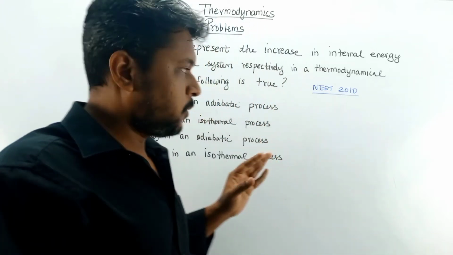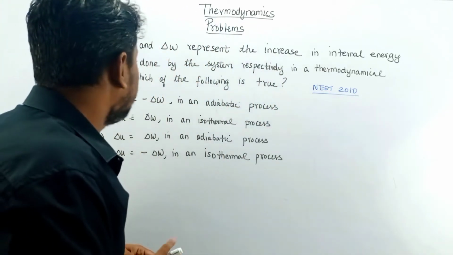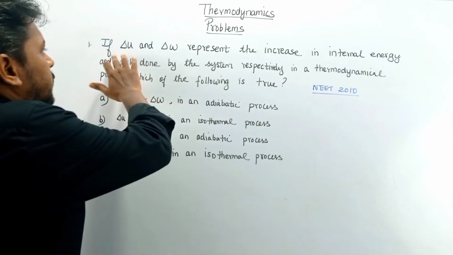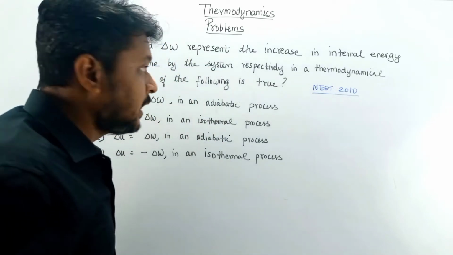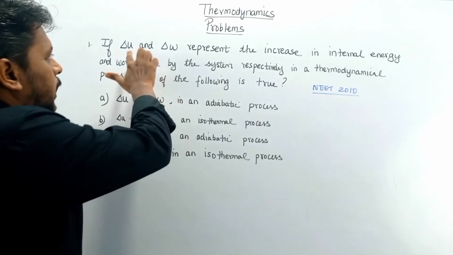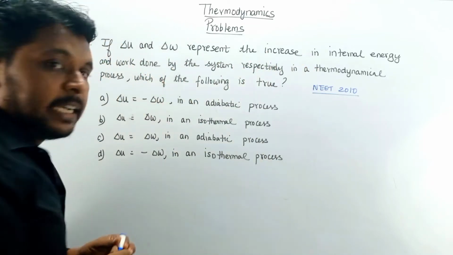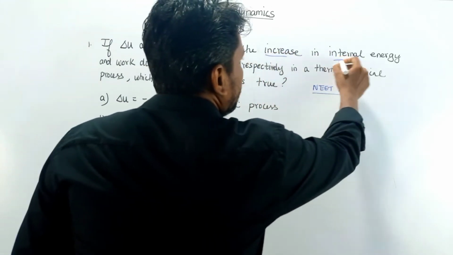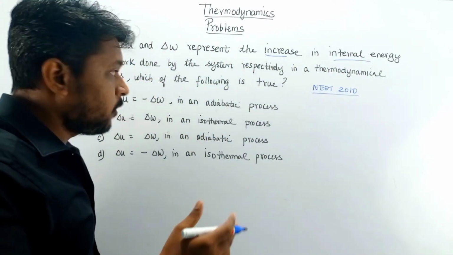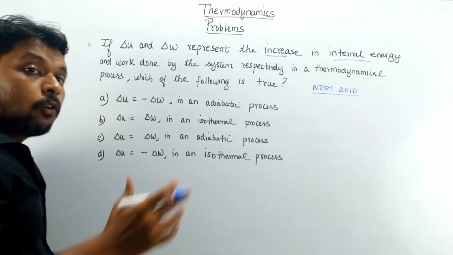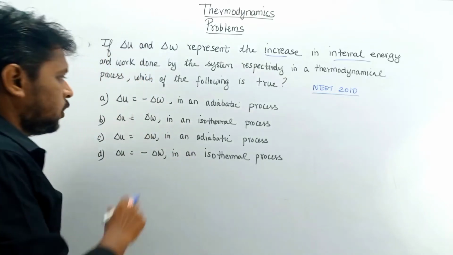So in the first problem, see that. Here they have given that if delta U and delta W represent the increase in internal energy and the work done by the system respectively in a thermodynamical process, which of the following is true? Okay, so see the options.